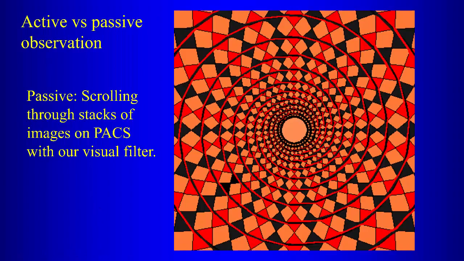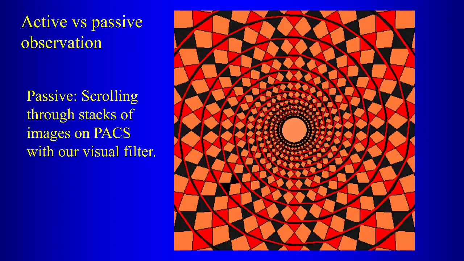So passive observation is when we're scrolling through these stacks of images, just waiting for something to set us off, as opposed to actively looking as we're scrolling through the images, asking ourselves questions about what it is that we're looking for, what it is that we're trying to evaluate.